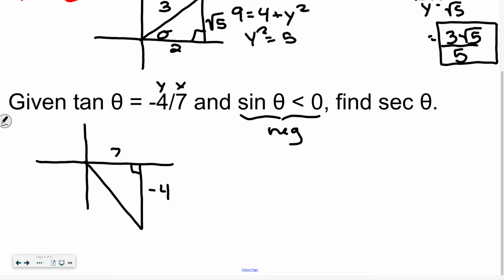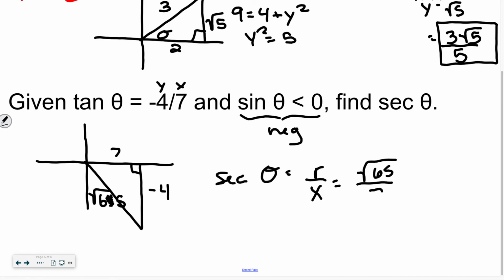What did you guys get for your radius? Square root of 65. Excellent. That's the square root of 49 plus 16, so the square root of 65. So you're just using Pythagorean theorem there. And now we want to do the secant of theta. So the secant of theta is the reciprocal to cosine. Cosine is x over r, so this is r over x. And we're doing the square root of 65 all over 7. And that's our answer.